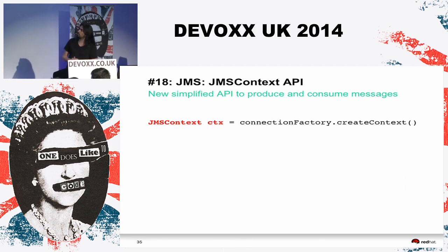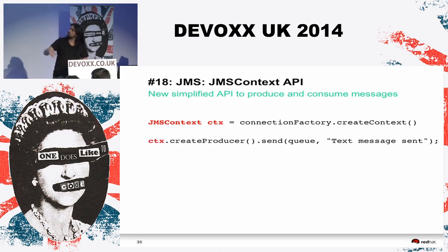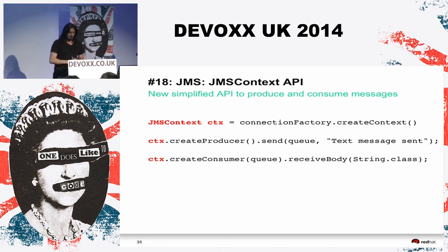Everything starts with this new API called JMSContext. As you can see, we use the good old connection factory, except the connection factory now has a new method called createContext. It gives you a JMSContext, and with this context, you go .createProducer, .send a message to a queue, and that's it. To receive a message, you take the same context and go .createConsumer, giving a queue, .receiveBody, and it's a String, and that's it.